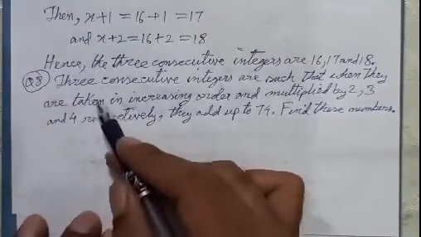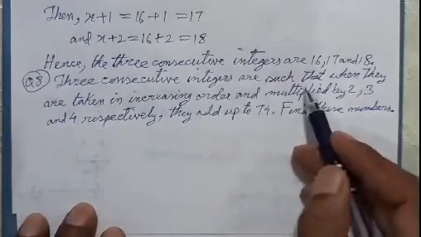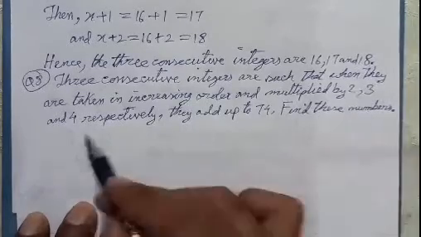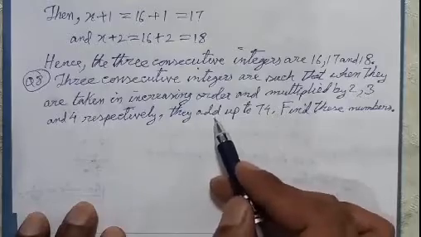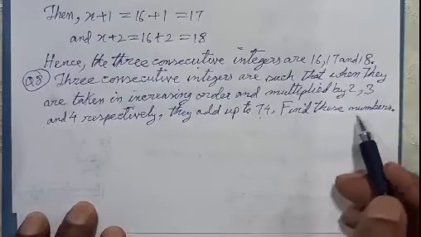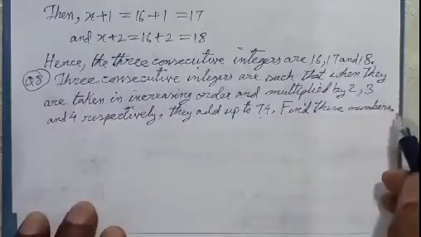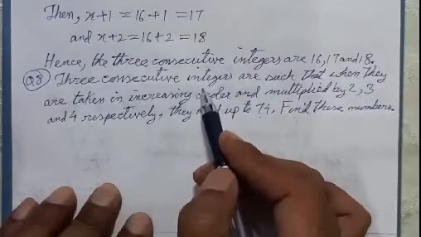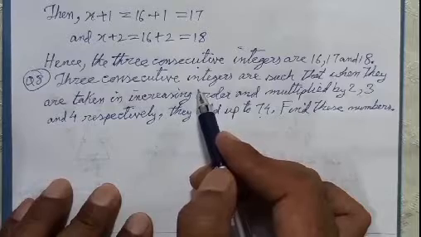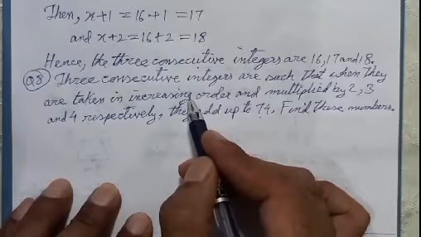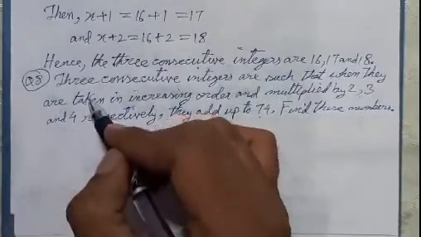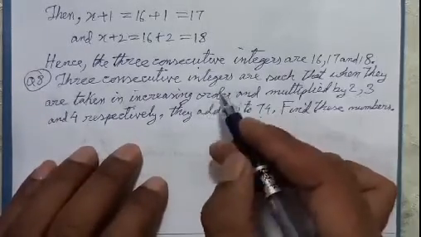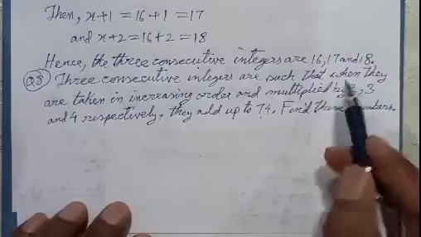Now, question number 8. Three consecutive integers are such that when they are taken in increasing order and multiplied by 2, 3, and 4 respectively, they add up to 74. Find these numbers. Let's study the question well, okay? So, you see the question. Three consecutive integers. In question number 6 also, that question is for three consecutive integers. And this is also three consecutive integers. So consecutive integers means integers that follow one after another. And we are going to take these three consecutive integers in increasing order.